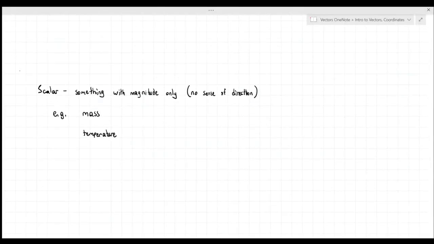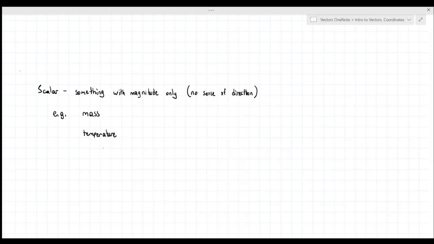Okay, so I've introduced the notion of a vector, something with magnitude and direction. In contrast, a scalar is something that has magnitude only, so there's no sense of direction for scalars. Here I've listed some examples of scalar quantities in physics: mass as well as temperature.